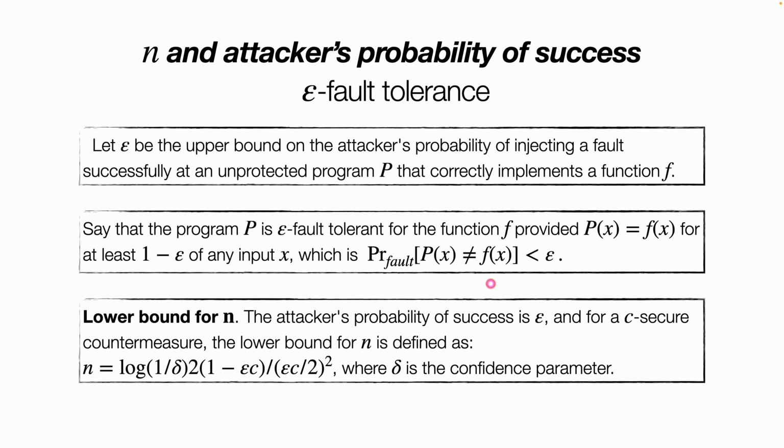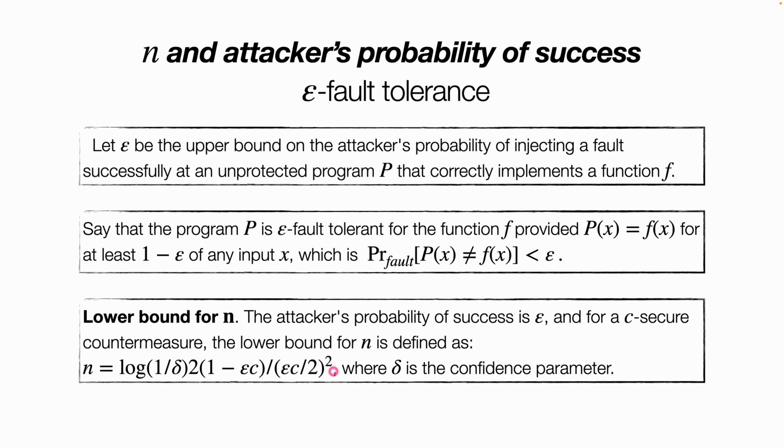So regarding the number N, how can we select this N, right? In order to make an assumption over the number of faults, we need to have a prior about the attacker's probability of success. We call this epsilon fault tolerance, which is that the probability of P of X not being equal to F of X should be less than epsilon. And therefore, we can bound this n parameter using this formulation.